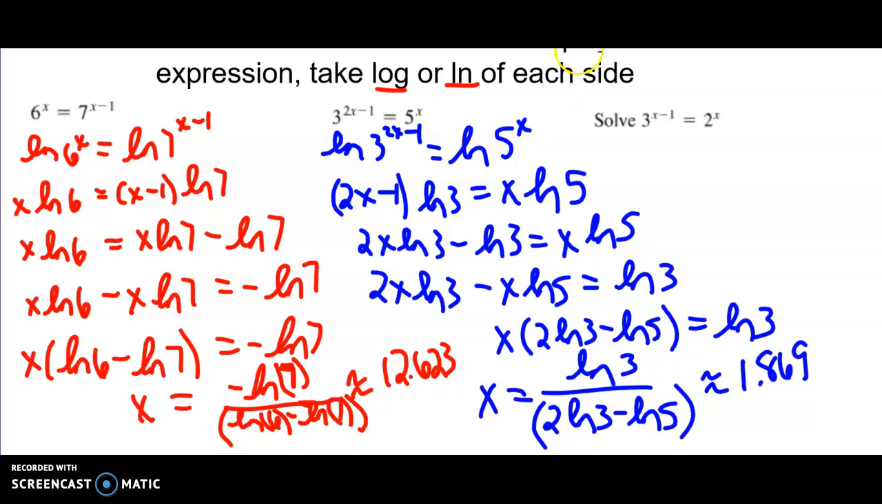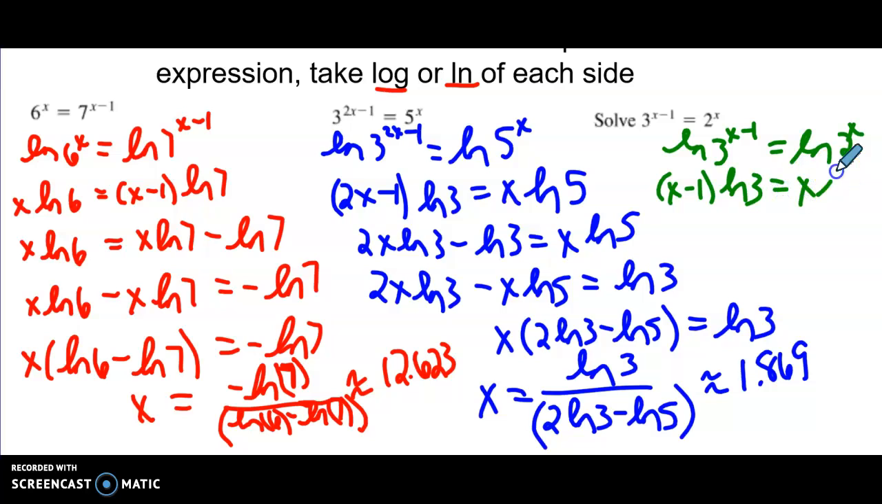Okay, and this last one, of course, I'm going to take the natural log of both sides. We're starting to get the hang of it, I hope. Bring the x minus 1 down in front. Bring the x down in front. Distribute the natural log of 3.